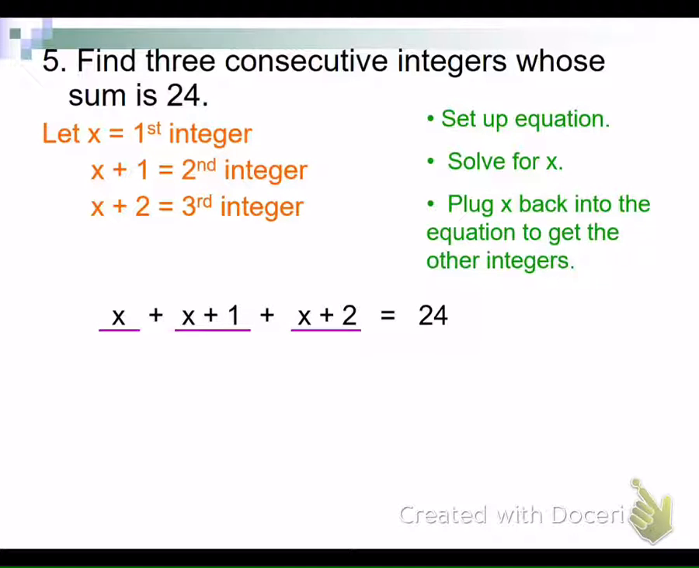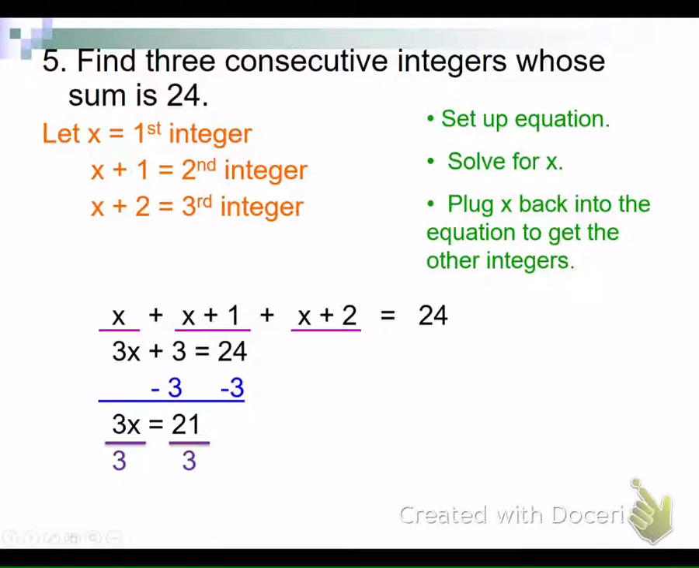What's x plus x plus x? 3x. What is 1 plus 2? So 3x plus 3 equals 24. Whoop, I got a step ahead of us. Then what? Subtract 3 from both sides. Divide both sides by 3.